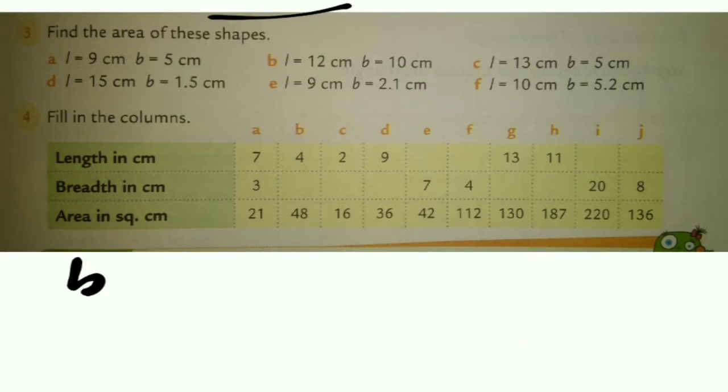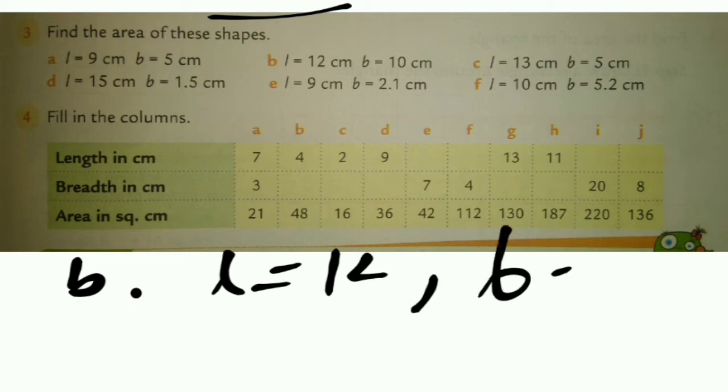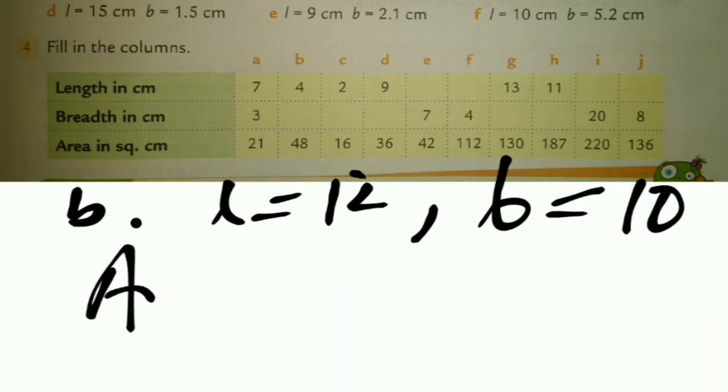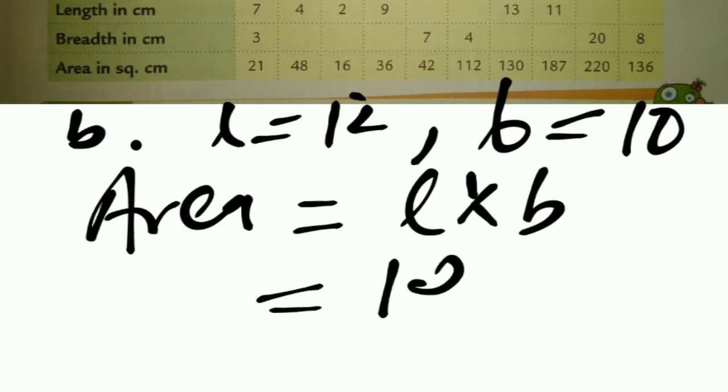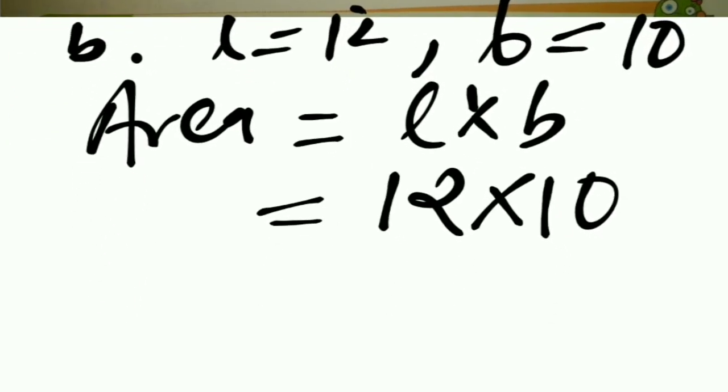Okay, next one, length is given 12, breadth is given 10. So the same formula we have to use, area equals length into breadth. So 12 into 10 is 120.